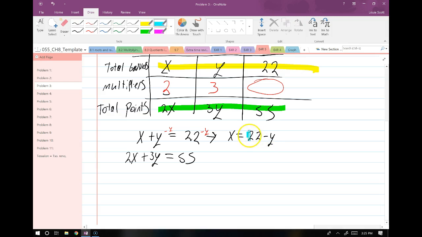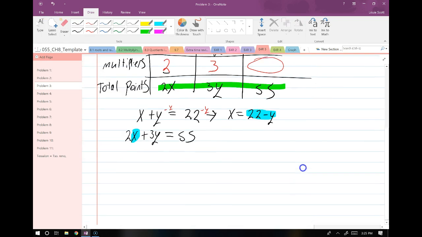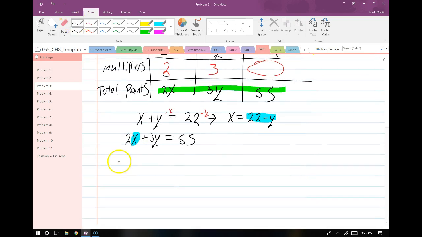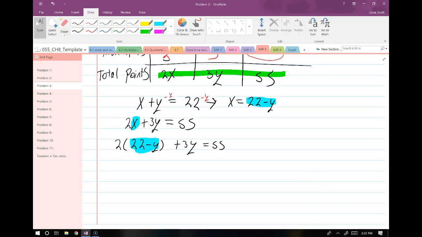Now I take what x is equal to and plug it in for x in this lower equation. So I should have 2 times what x is equal to, 22 minus y, plus 3y equals 55. You can see all I did was sub in this blue stuff. Now I should only have one variable left. I only have y left. I don't have x and y, so that was a valid move. Now I go ahead and solve this.